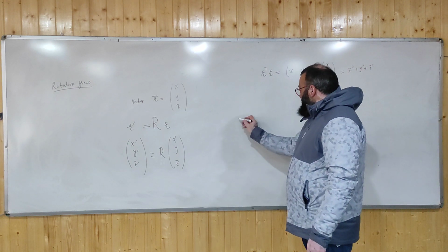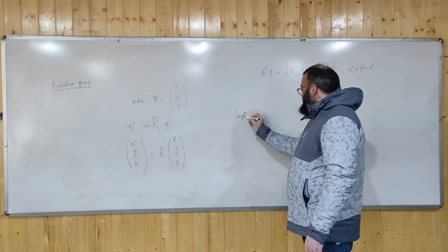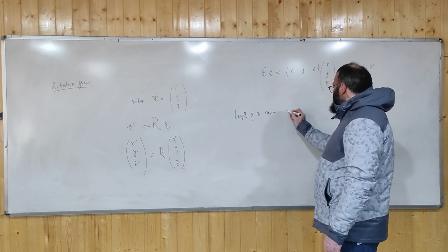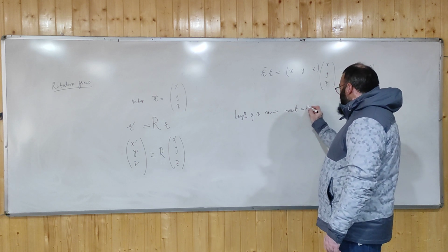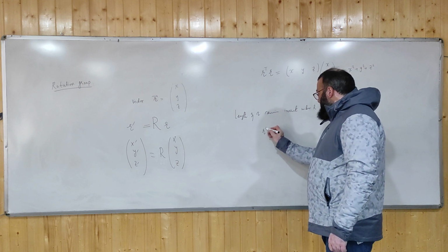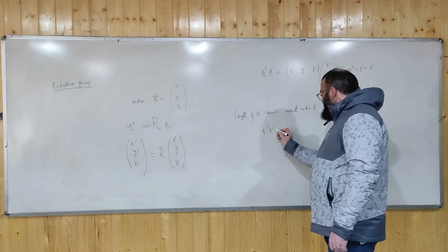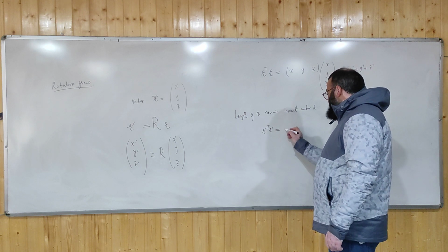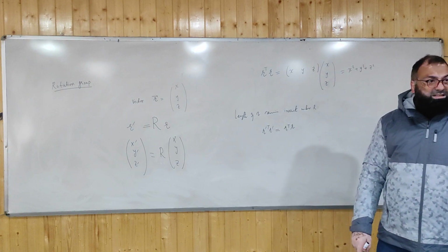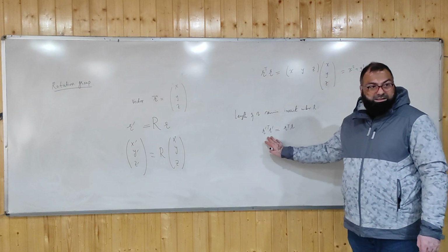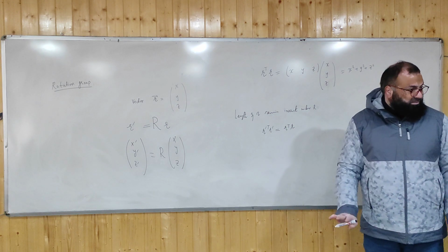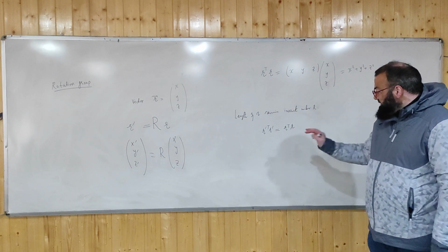So this is the length. Therefore the length of r remains invariant under R. What does that mean? It means r prime transpose r prime is the same as r transpose r. This is the length of the vector in the primed coordinate system, and this is the length in the unprimed coordinate system. Under rotation, this remains invariant.